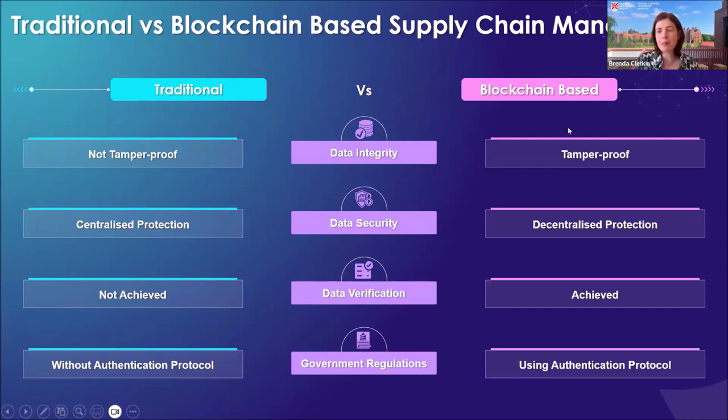A blockchain is tamper-proof because, as an individual, you're invited on, you are the person who has shipped the goods, you are the person who has processed the goods or manufactured the goods. So it is more tamper-proof.